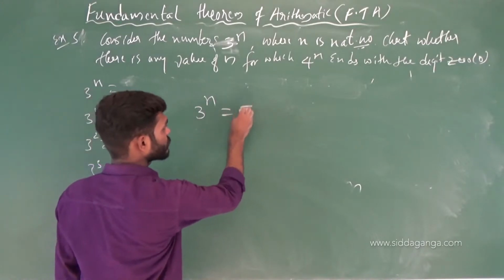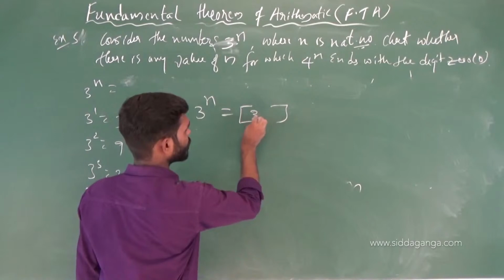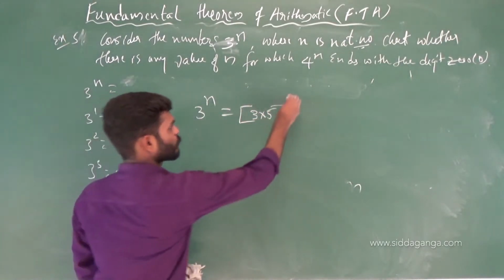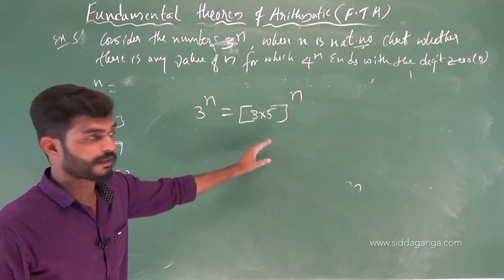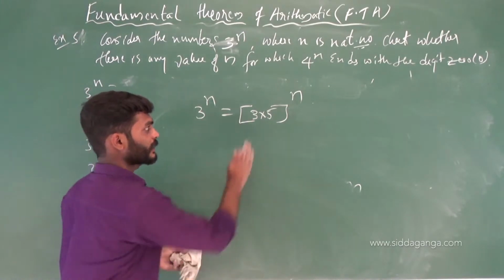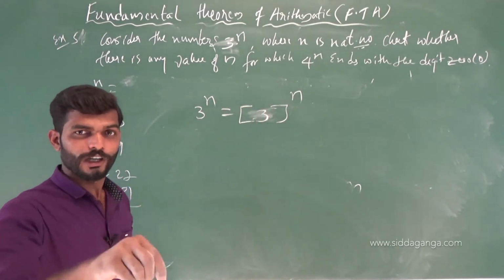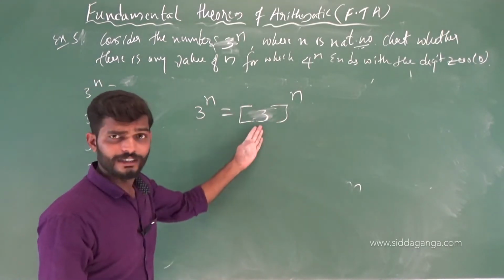Is there any way such that I can write 3 as 3 into 5? The only way that I can write 3 is as 3 only.